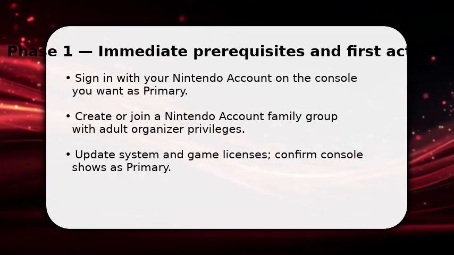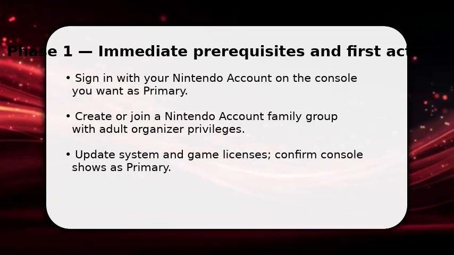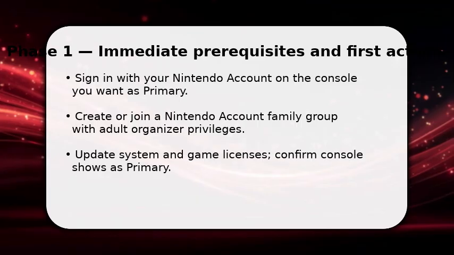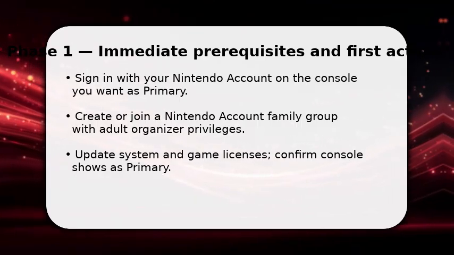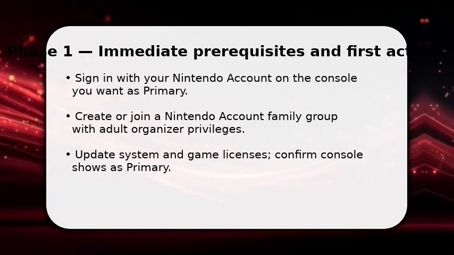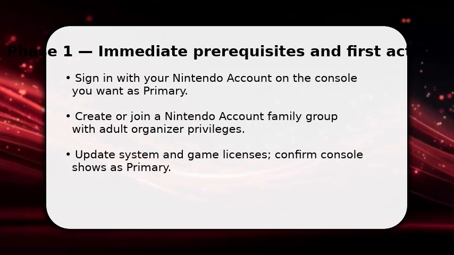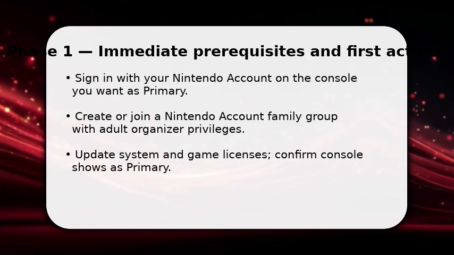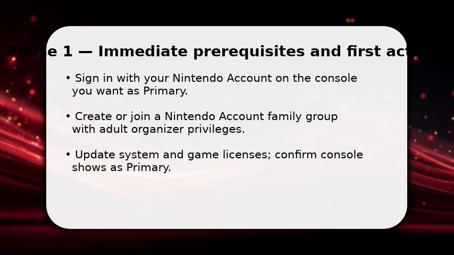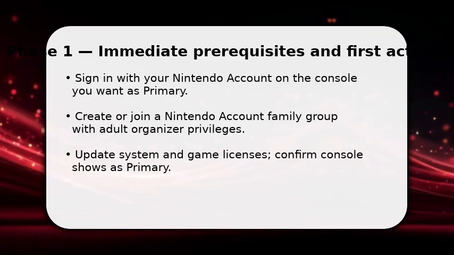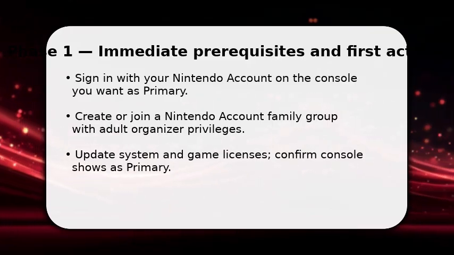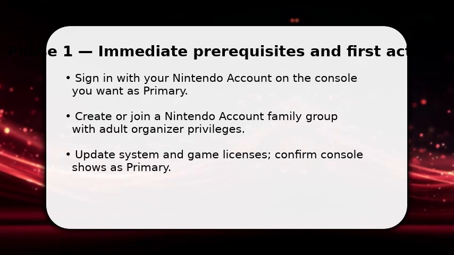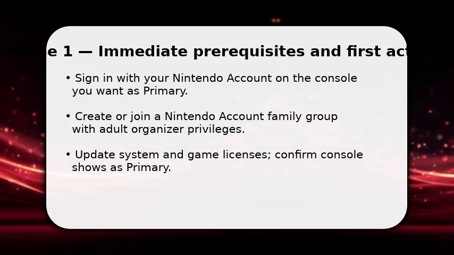Enjoy the video. You start by choosing the console that will be primary and signing in there. This matters because game licenses follow the primary console. Next, make a family group and add accounts you want to share with, granting organizer rights if needed. Once done, check system settings for software updates and for the primary console marker. Doing these steps first prevents license conflicts later and lets you move directly into device linking and download steps.